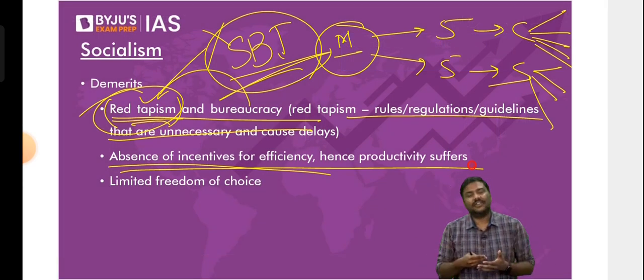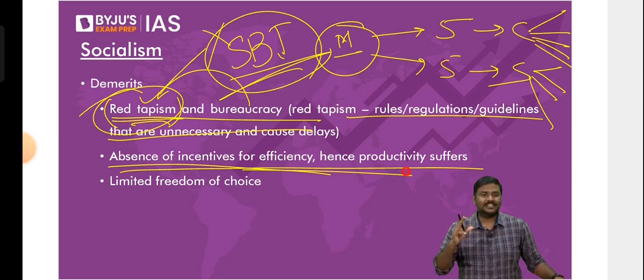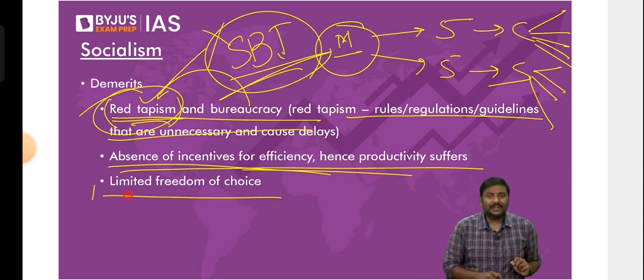Right? If there is no competition, because government controls everything, where is the incentive to increase efficiency? Where is the incentive to increase productivity, etc.? And finally, you as a person might be having money, but the government will decide what kind of goods you are supposed to consume.